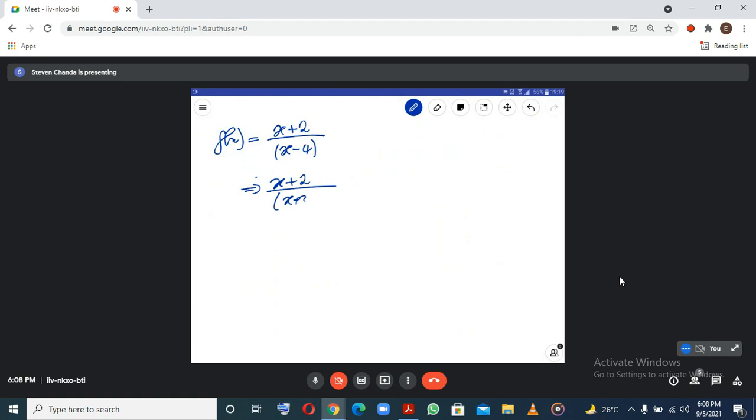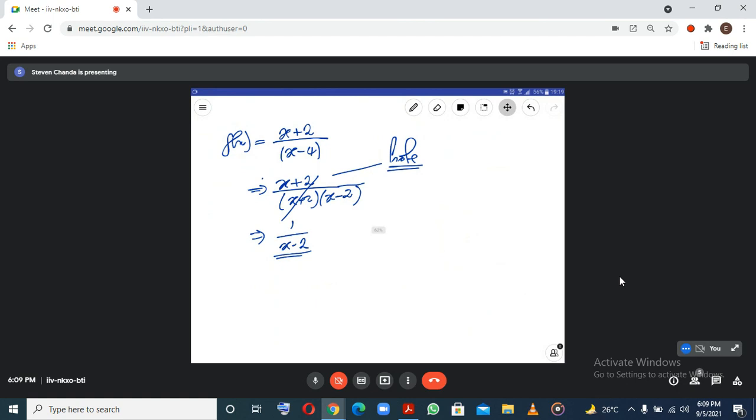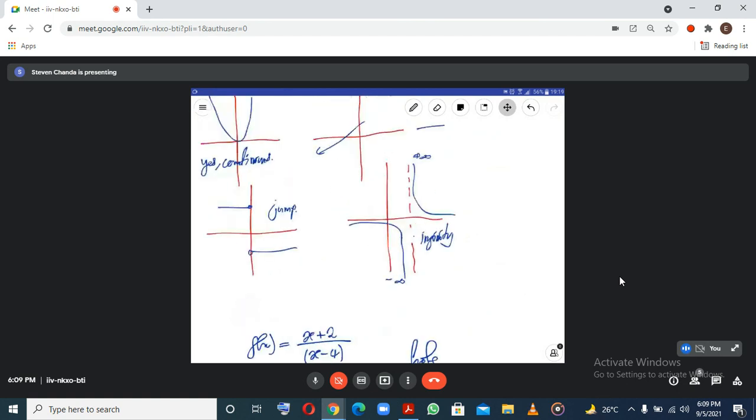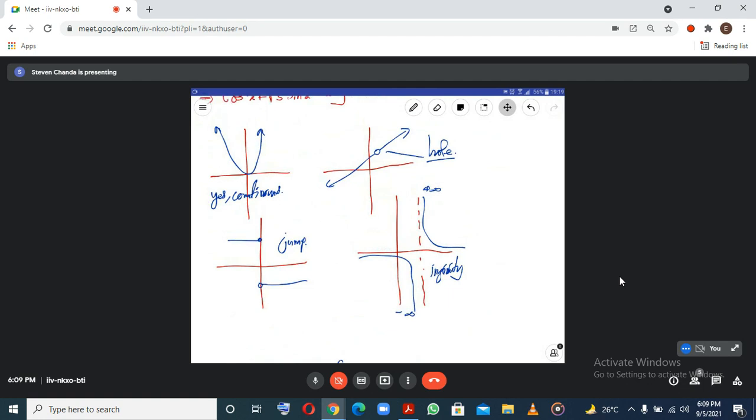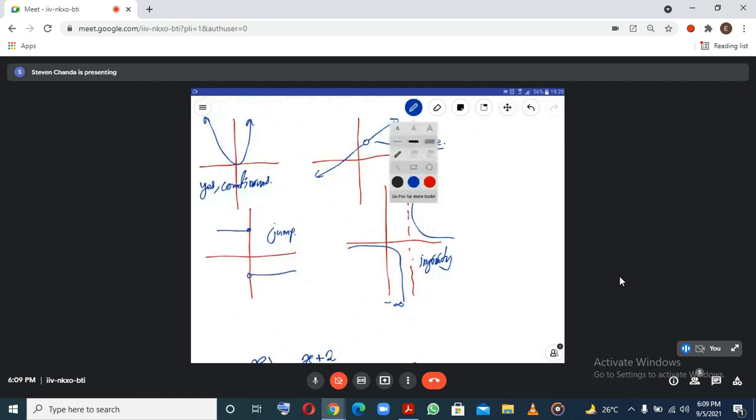So here we use a difference of two squares, right? Using the difference of two squares, we would cancel that. So the moment we cancel that, what are we looking at? That's a hole. So one thing about these discontinuities that we've talked about is that a hole is removable. A hole is removable, as you've seen from that example. So you can remove a hole.